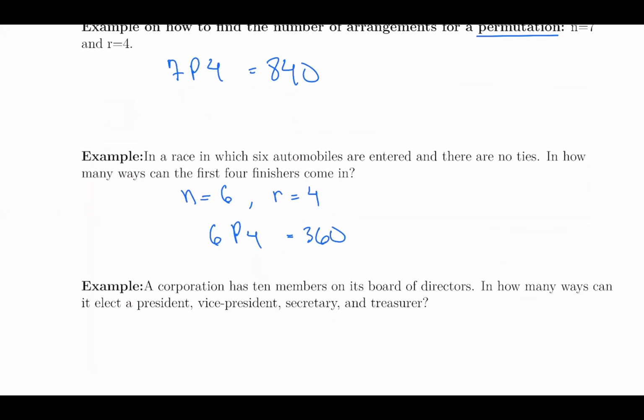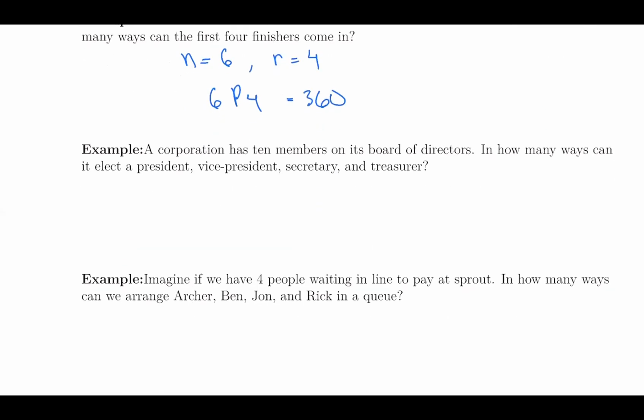It's telling us there are 360 different ways that these first 4 cars could come in, given that we have 6 automobiles racing. All right. And that's it for that second one. Any questions for that second problem? All right, let's do this third and the fourth one.